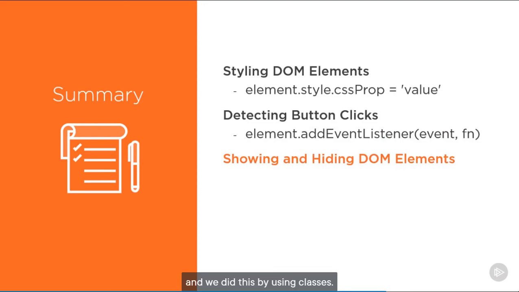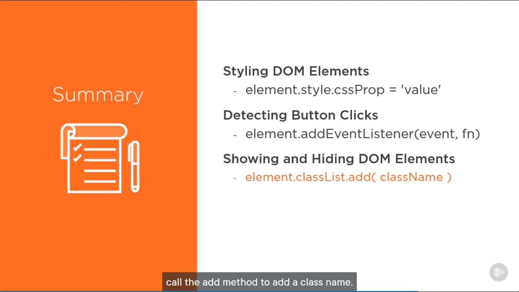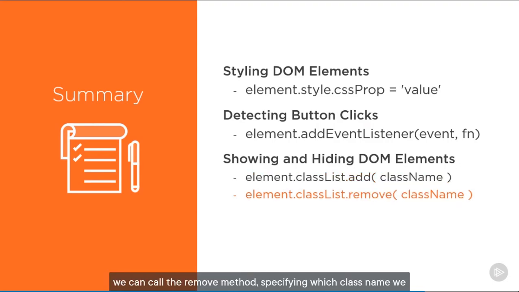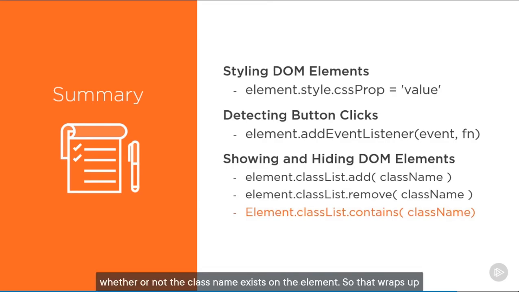Finally, we looked at how we can show and hide DOM elements, and we did this by using classes. Once we have the element, we can access a property called classList, which manages all of the classes on that element, and we can call the add method to add a class name. Likewise, we can call the remove method, specifying which class name we would like to remove from that element. And we also looked at the contains method. This returns a Boolean value whether or not the class name exists on the element.